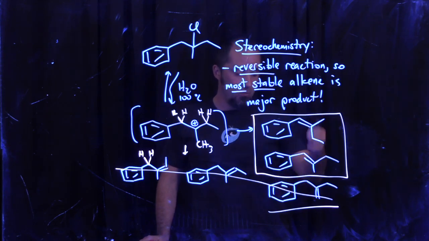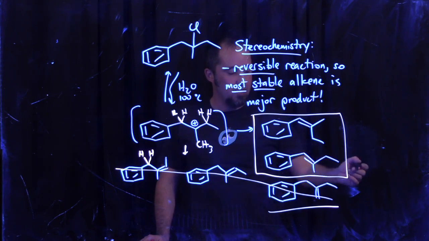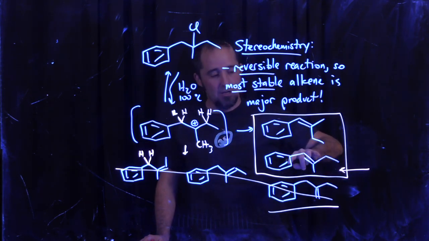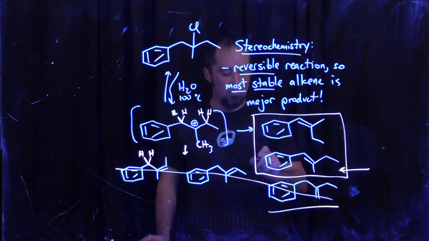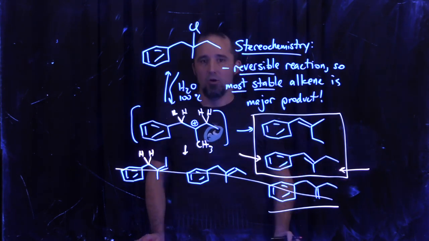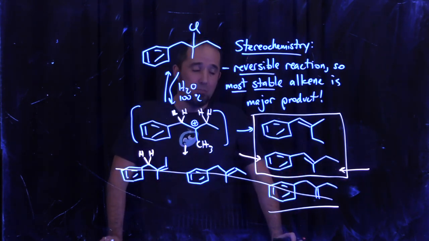And what's better among these two? Well, they're pretty close. I guess I probably want the one where the bigger groups are trans to each other, because here the bigger groups might bump into each other a little bit more. So my guess would be that this one would be formed the most. But you would probably see a lot of these products formed in some amount.